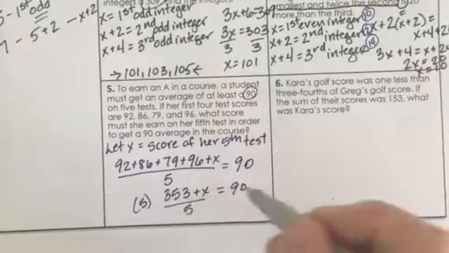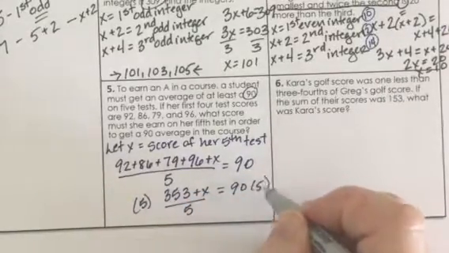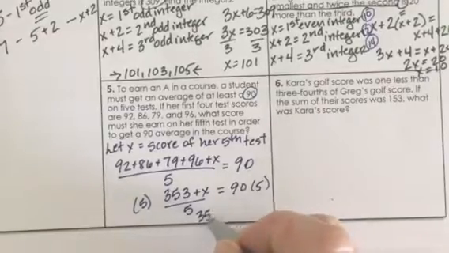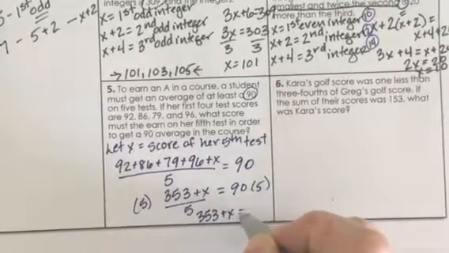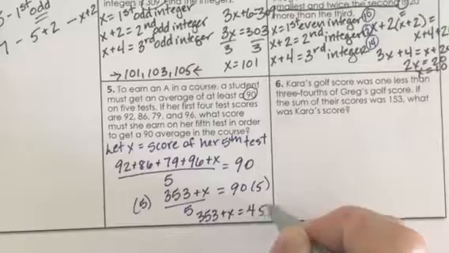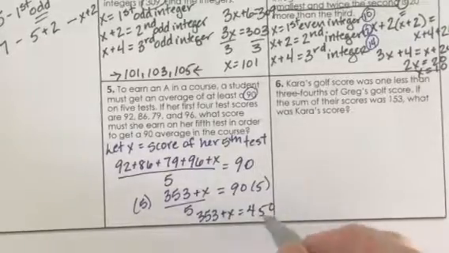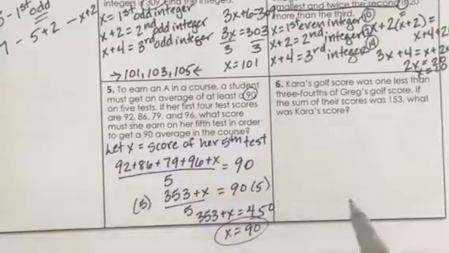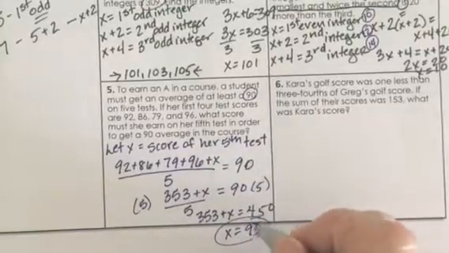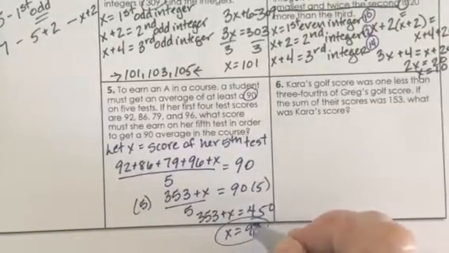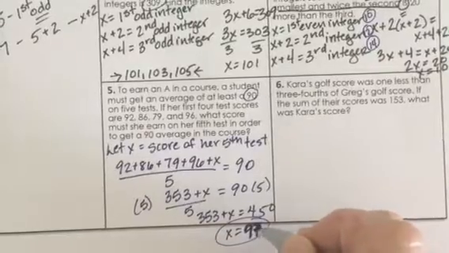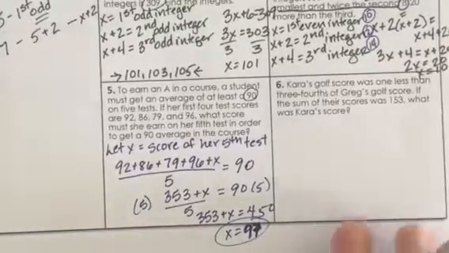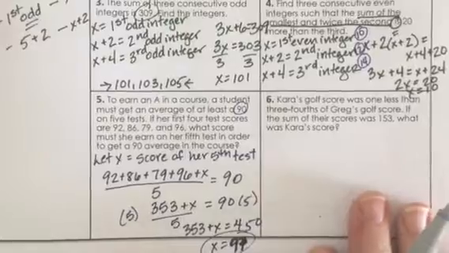Multiply both sides by 5 and I get 353 plus x is equal to 450. Subtract 353 from both sides and her score in order to get a 90 is a 97. So she needs a 97 on her 5th test in order to get an average of 90.